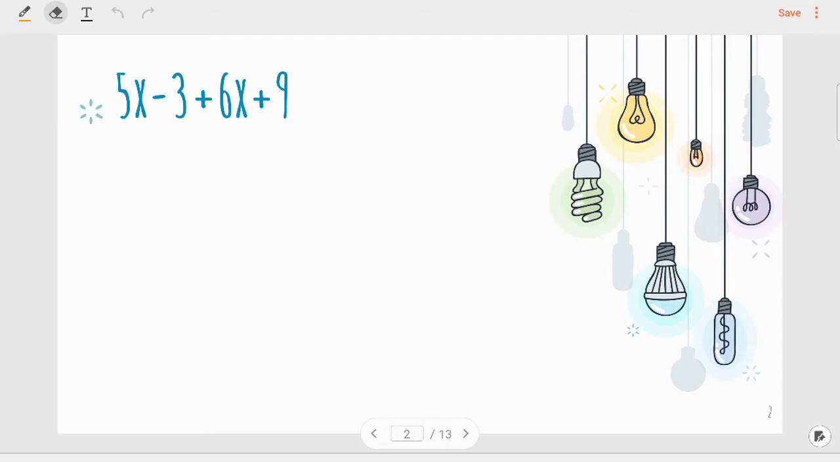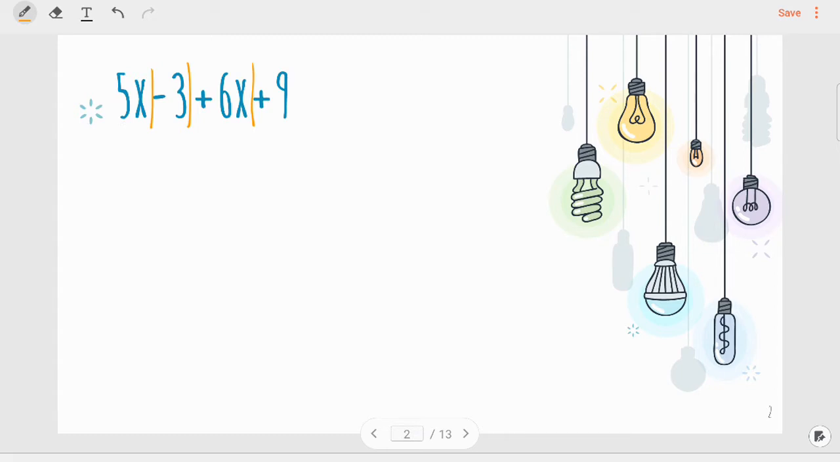by going through and snipping between each plus and minus. So 5x, snip. Minus 3, snip. Plus 6x, snip. Plus 9. So I'm snipping before each plus and minus sign. That's my first step. Then I'm going to ask myself, is there anything that is similar that I can combine?